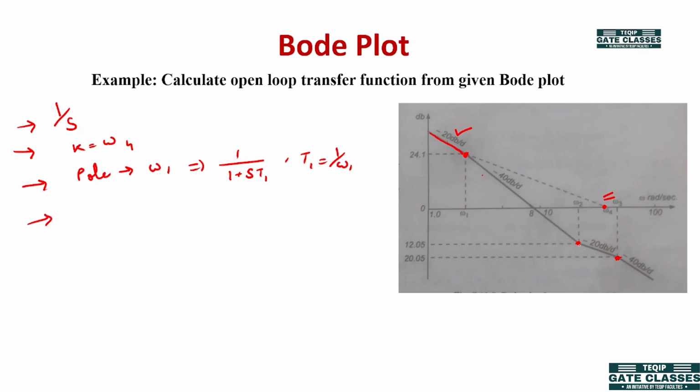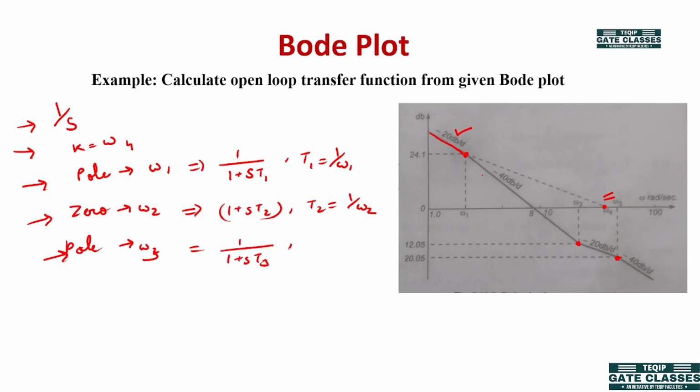Okay, then the slope is again changing at omega 2 and it is increasing from minus 40 dB to minus 20 dB per decade. That means we have a zero at omega 2, that means 1 plus sT2, where T2 is equal to 1 by omega 2. Then again at omega 3, the slope is changing from minus 20 dB per decade to minus 40 dB per decade. That means we have a pole at omega 3, that is 1 upon 1 plus sT3, where T3 is equal to 1 by omega 3.